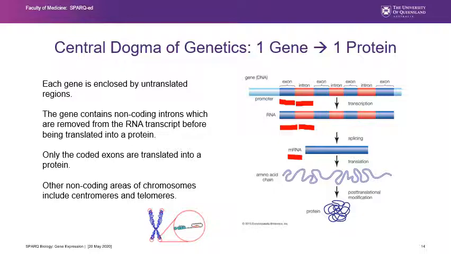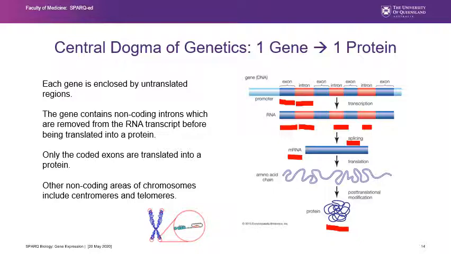Notice in the next type of RNA that's mentioned, and that's mRNA, M stands for messenger, the introns have been removed. They're spliced. Spliced means cut. So these red sections are cut out of the original RNA copy. So I end up with just the mRNA, which is just the exons. Only these coded exons then go through the translation process to become our protein.